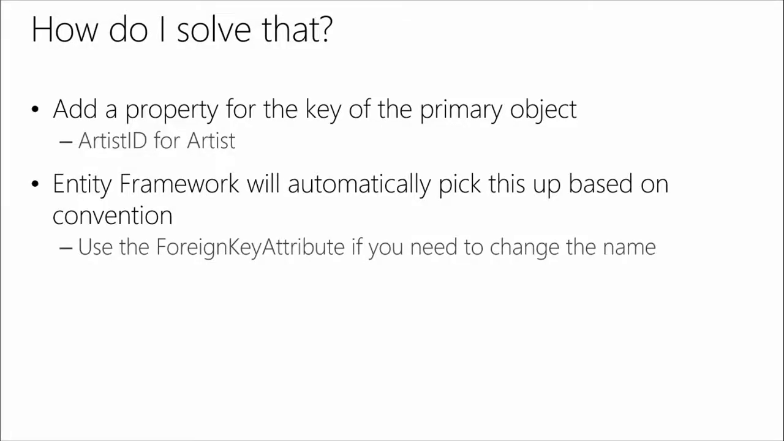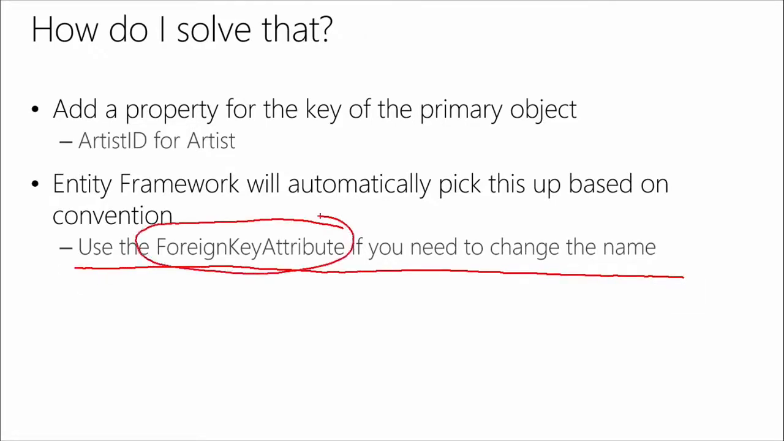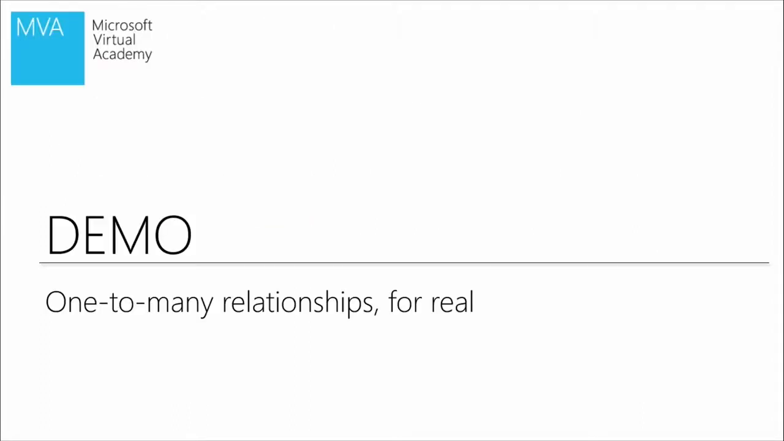So how do we solve that? I've got the full slide here: we add in the property to point to it, and Entity Framework will automatically pick up on that. If, however, we want to use a different name, then we can use our foreign key attribute to solve that problem. So now let's go in and do our one-to-many relationship for real. For real. All right.